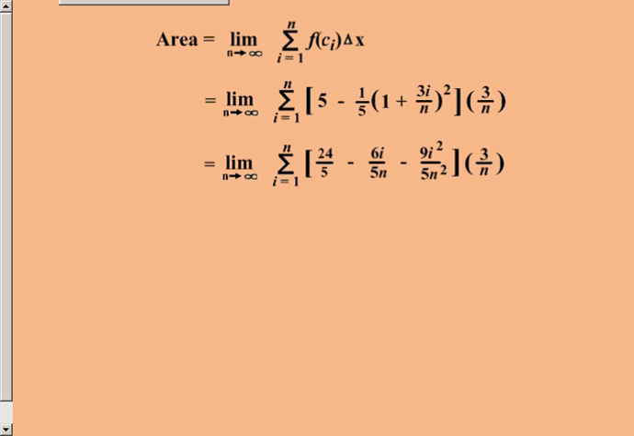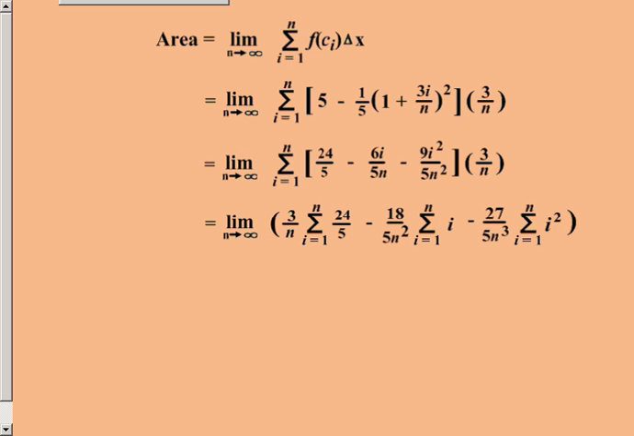Okay. Simplifying that mess inside of the square brackets, we end up with a trinomial: 24/5 minus 6i over 5n minus 9i squared over 5n squared. Now we're in a little bit better position to decide what is really happening with this summation. Well, the 3 over n, which was not a constant, is not going to be affected by the summation, so 3 over n can be pulled to the front of the summation, and then we'd probably be best off to look at each of the terms individually as a series of summations being added or subtracted. Okay, so that's what I have done.